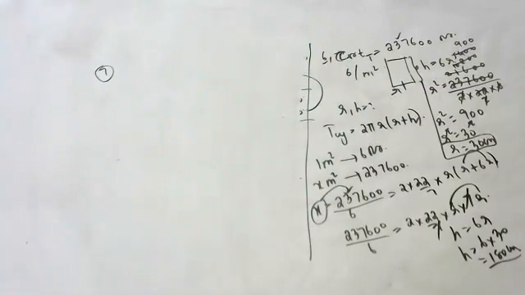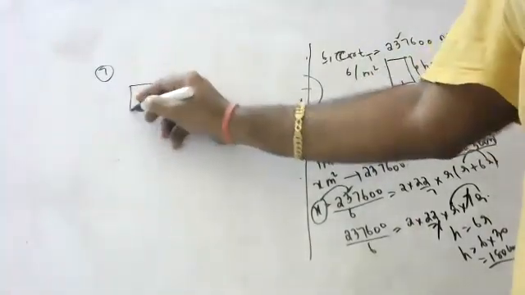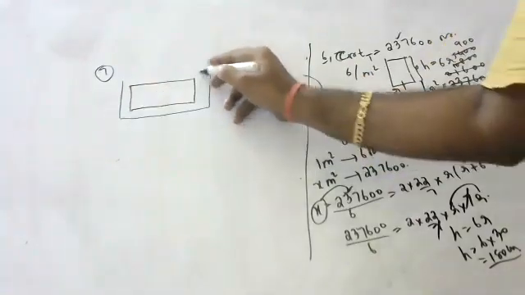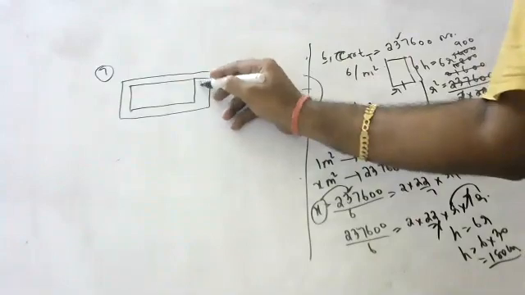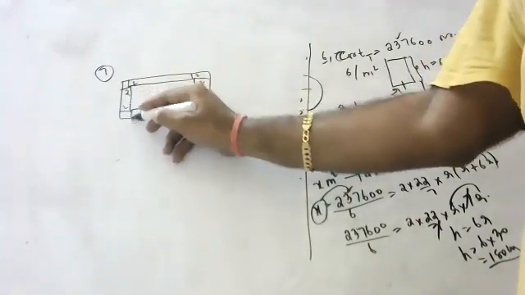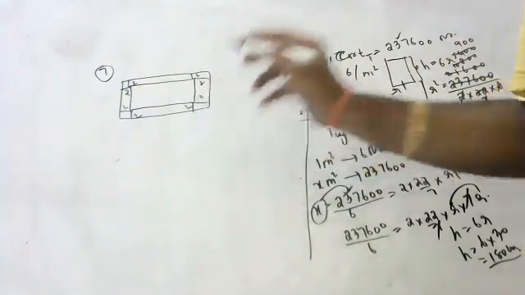Vivek, are you there? Yes, sir. See, a box with a lid is made of 2 centimeters thick wood. There is a box with a lid. Everywhere it is 2 centimeters thick. Understood? Everywhere it is 2 centimeters thick. This is a box.